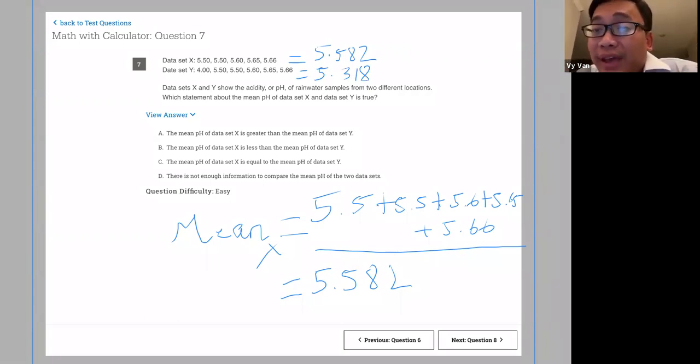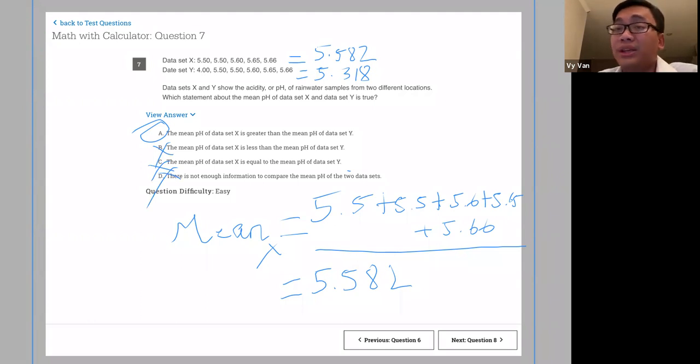A, the mean pH of X is greater than that of Y, so this is right. The mean of set X is less, no. X is equal, no. I just want to review with you how to find the mean. If you look at the two sets of data, the only difference is that data set Y has 4 right here. Apart from that, everything else is the same. When you add a lower number like that, it lowers the mean value. So obviously, without even calculating, you can see that the mean value for set Y is less.